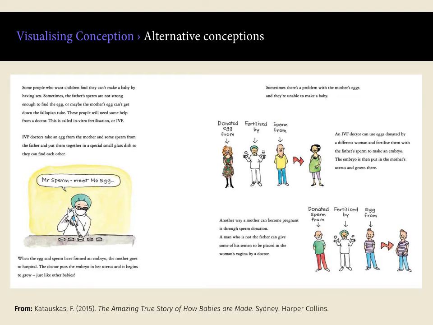As well as the traditional conception scene, Katalska also focuses on new forms of reproduction such as IVF, sperm and egg donation. These are complex stories for children to understand, but need to be included at a time where many children are conceived using IVF.